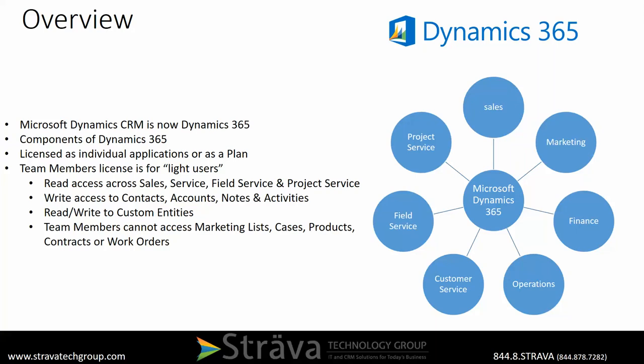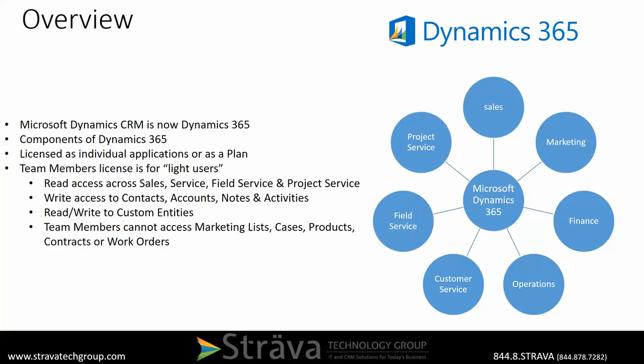There's also a light user license for Dynamics 365. That's called Team Members. The Team Members license is meant for light users, as it says, and it gives a user the ability to read access across the sales, service, field service, and project service automation modules of the product. You can also write information with a team member's license to contacts, accounts, notes, and activities. So writing information means either creating or updating information in those different areas of the system.